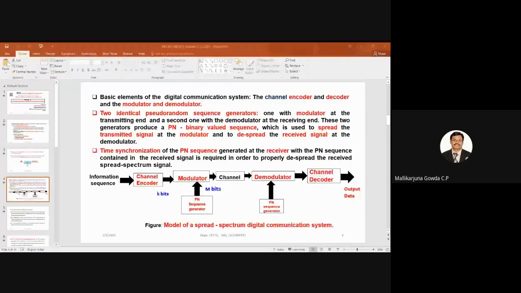Source encoding, then channel encoding. Huffman, yes, Huffman coding. Very good. Then channel.